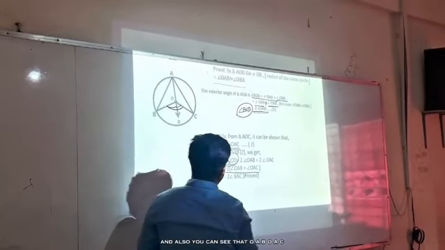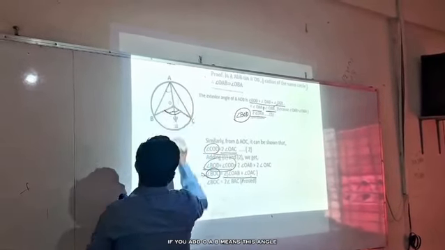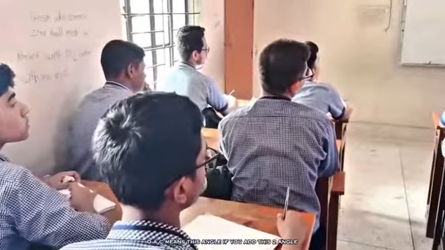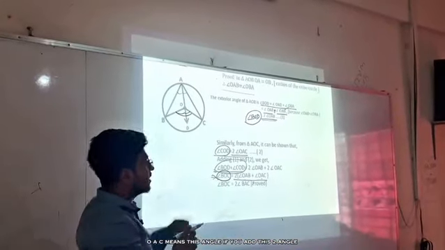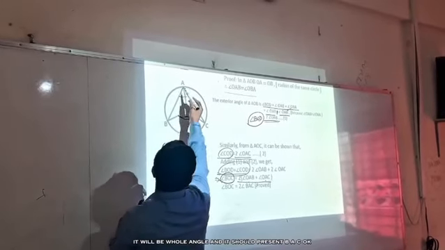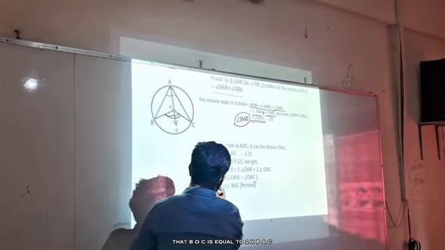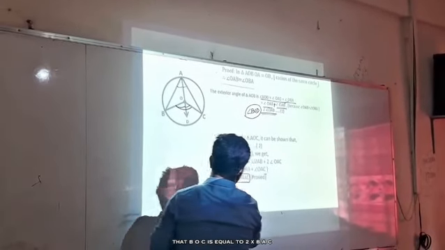And also you can see that OAB, OAC. If you add OAB, this angle, and OAC, this angle, the sum of these two angles is the whole angle, and it represents BAC. Okay, now you can see that what we proved is that BOC is equal to 2 times BAC.